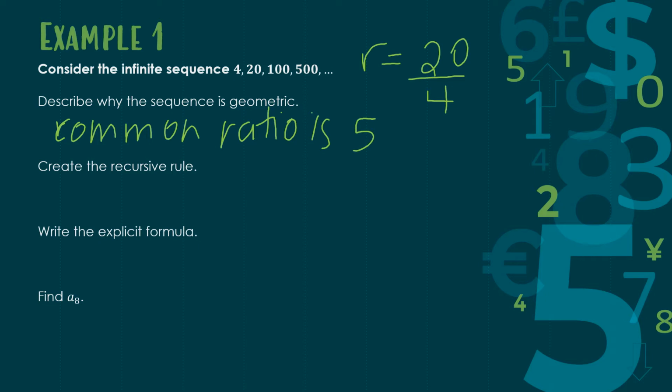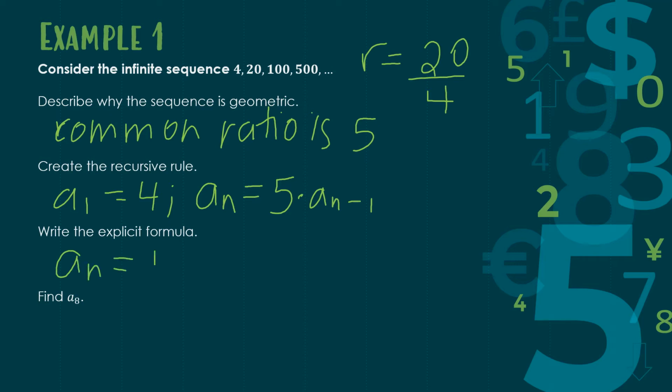So the first thing we're going to do is write our recursive rule, and that's when you have to provide the first term. So a sub 1 equals 4, and then any term is 5 times the previous term. So a sub n equals 5 times a sub n minus 1. The explicit or the closed rule is the one that I just gave you on the previous slide. A sub n equals a sub 1, which is 4, times r, the common ratio, which is 5, to the n minus 1.